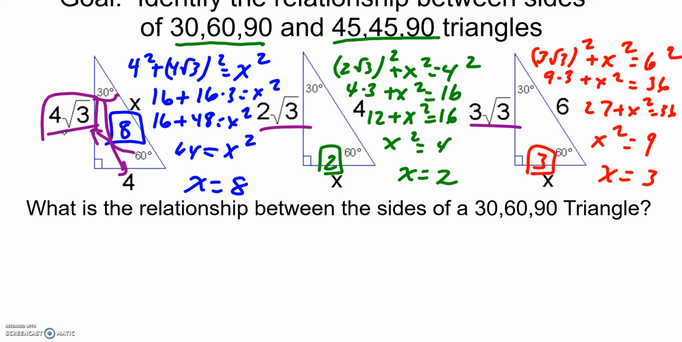Interesting. I also notice across the board that my hypotenuse, which I'm circling here in yellow, is always double the smallest side. 3 times 2 is 6. 2 times 2 is 4. 4 times 2 is 8. So if I had to draw a 30-60-90 triangle, a basic looking one, let me actually make it a little bit more accurate with what we were just doing.